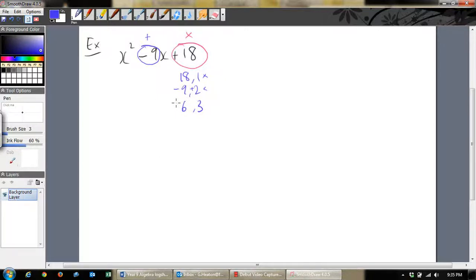In fact, we can. Negative 6 minus 3. If we add those two together, we get negative 9. And if we times them together, negative 6 times negative 3 is positive 18. And so we've found our answer. All we do, write your two brackets, x, negative 6, negative 3. And that's basically it.